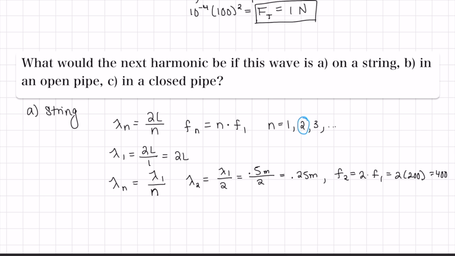So for string, lambda 2 is 0.25, F2 is 400 hertz.